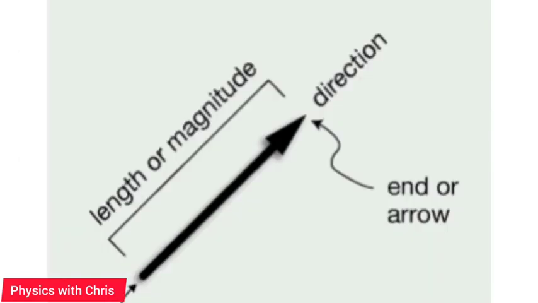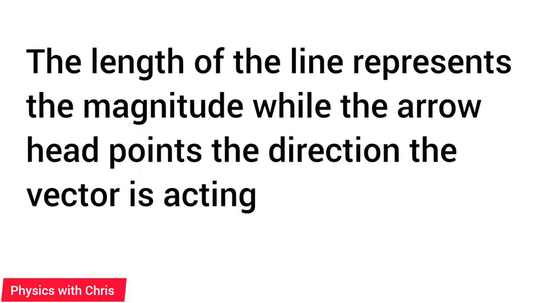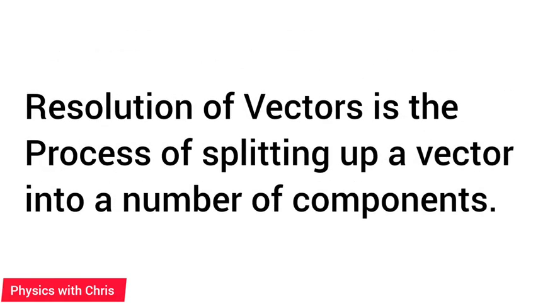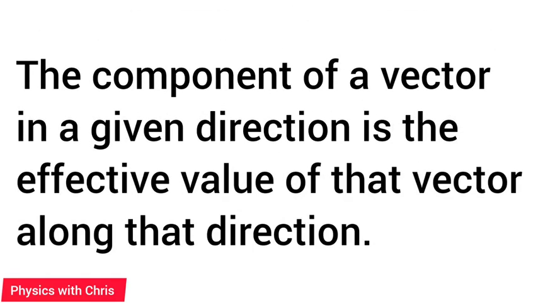Now, we've already shown you how to represent a vector, that you can use a segment of a line having an arrow attached to it to represent a vector quantity both in magnitude and direction. And today we are looking at the resolution of vectors. Resolution is a reverse process. It is the splitting or breaking down of a vector into a number of components, and each component acts in a particular direction.